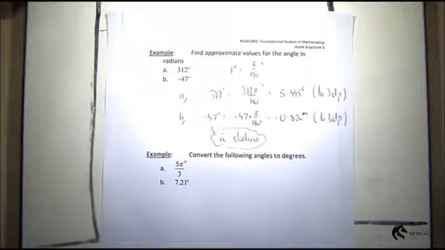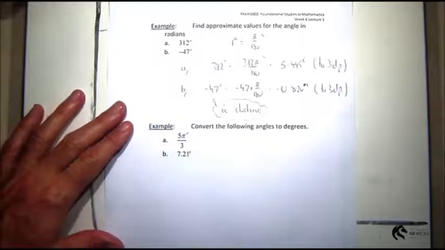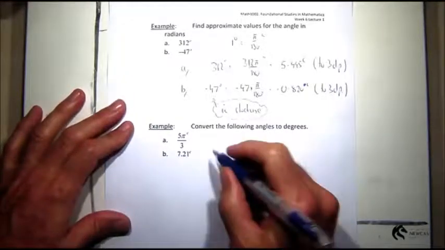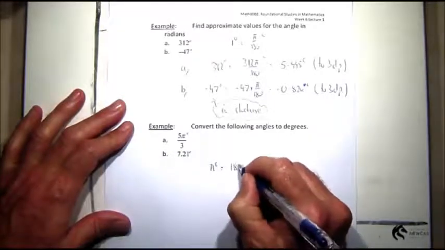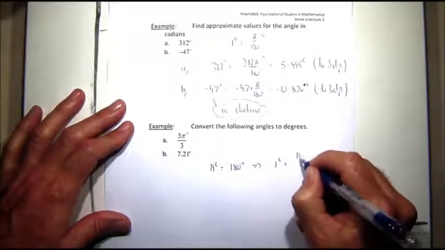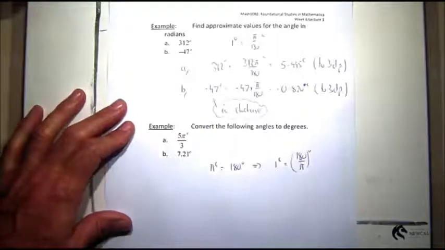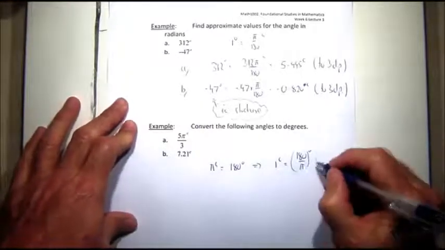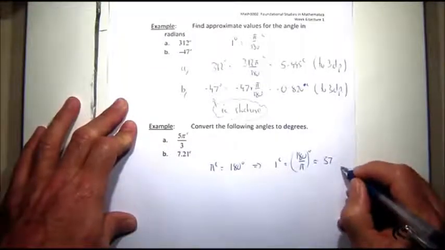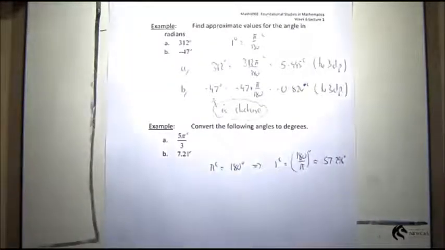All right. So we went from angles in degrees to angle in radians. Let's go back the other way now. So we start again. We have pi radians is 180 degrees. So that tells me that 1 radian is 180 divided by pi degrees. And that turns out to be something like 57.3 degrees.